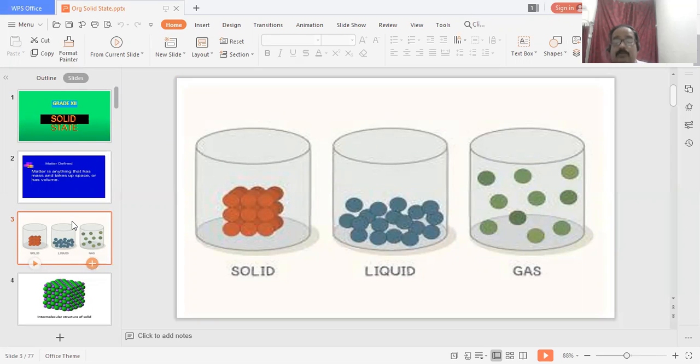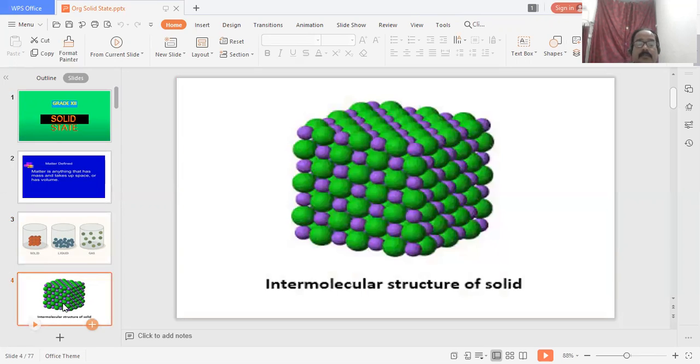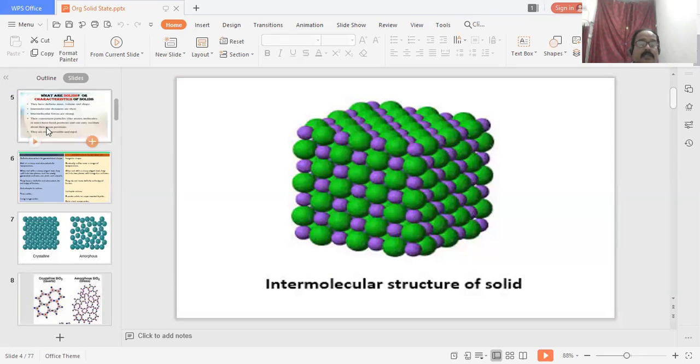Now see here the intermolecular structure of a solid. There are two types of balls, blue and green, which means there are two types of charges, and they are closely packed to each other in every portion. So the shape and size are fixed.